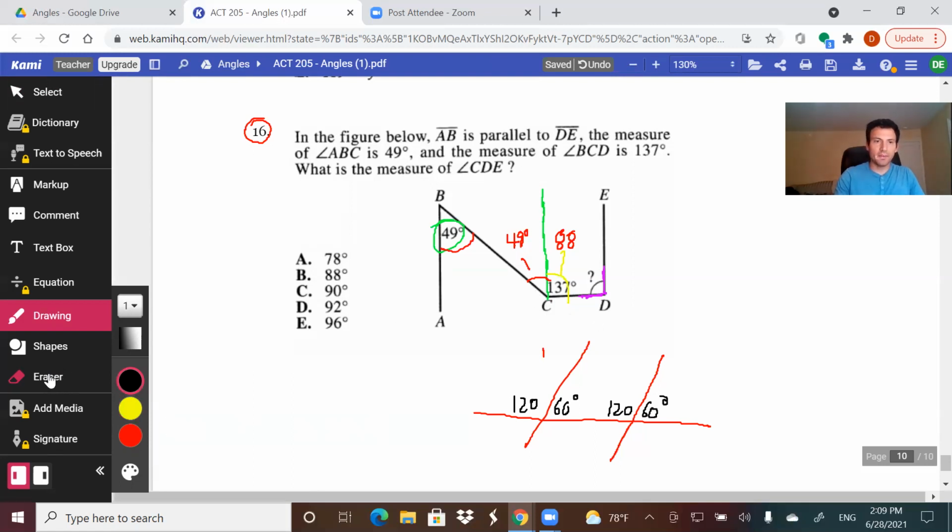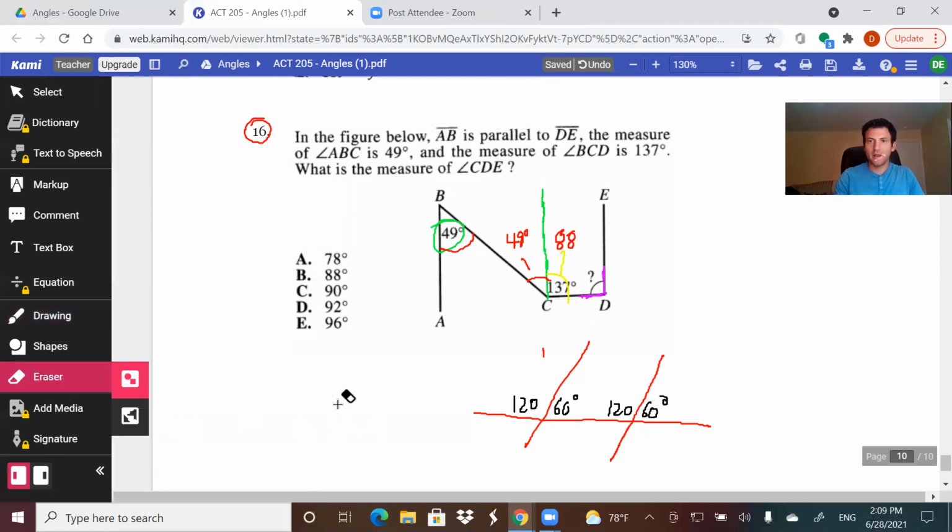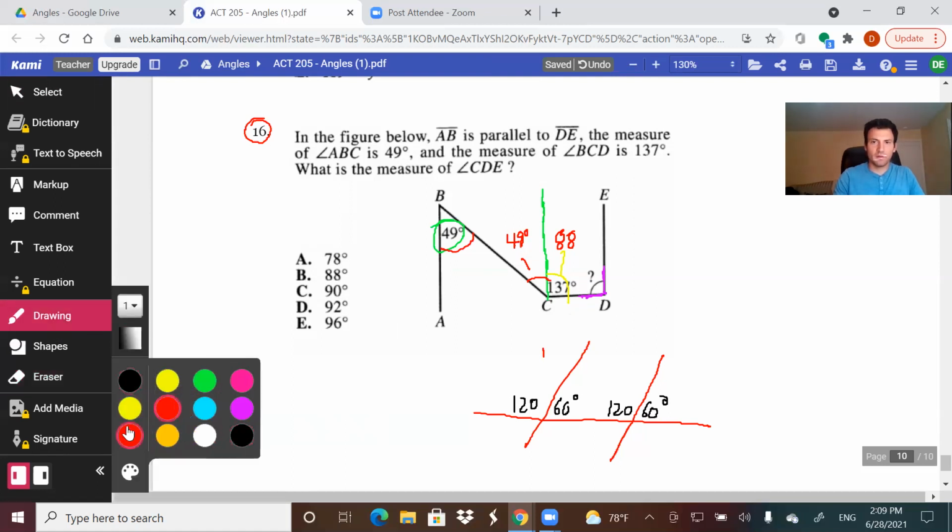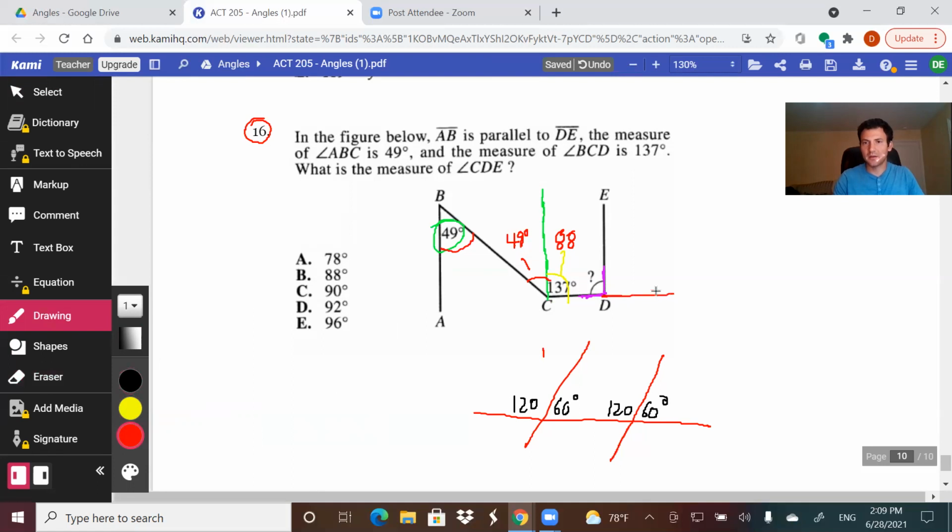Going back to this diagram right here, if this is 88, if I extend this line, and these are parallel, this green line and DE, then if this is 60, this is 60. If this is 88, this is 88. And this is a straight line, so that means the question mark has to be 92, the angle we're trying to solve for.